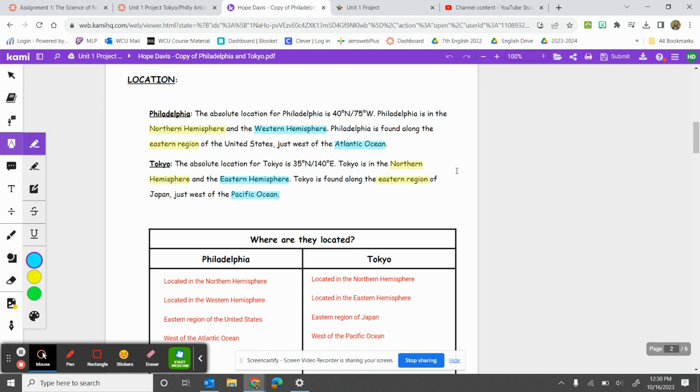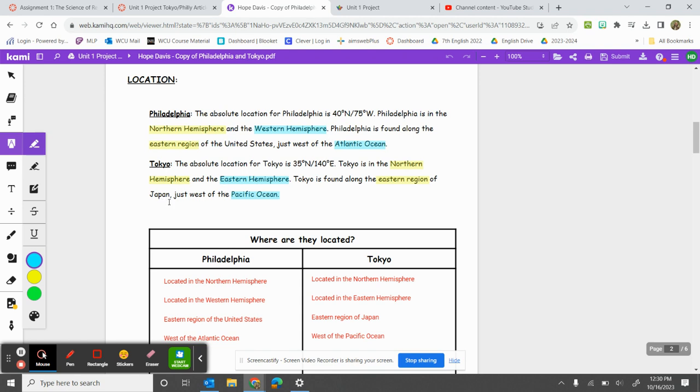Tokyo is in the northern hemisphere and the eastern hemisphere. Tokyo is found along the eastern regions of Japan, just west of the Pacific Ocean. So a few things that stuck out to me is both of these cities are located in the northern hemisphere and are in the eastern region of their countries.